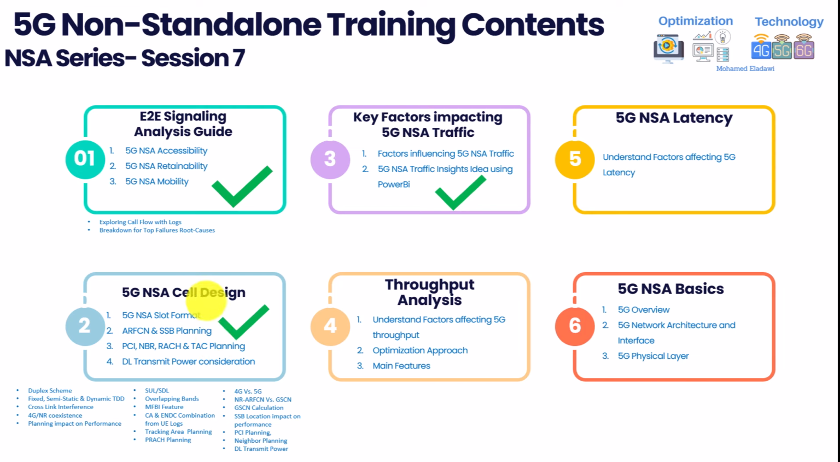In today's session, we are going to continue with 5G NSA cell design, where we covered all the below highlighted points. But today we are going to cover the remaining parts, which are related to PCI planning, neighbor planning, and tag planning, and also the downlink transmit power. What are the considerations, how to calculate it and how to do it, and also PRACH planning. This session might be split into two sessions, just to make sure it's not very long for both. So let's move forward.